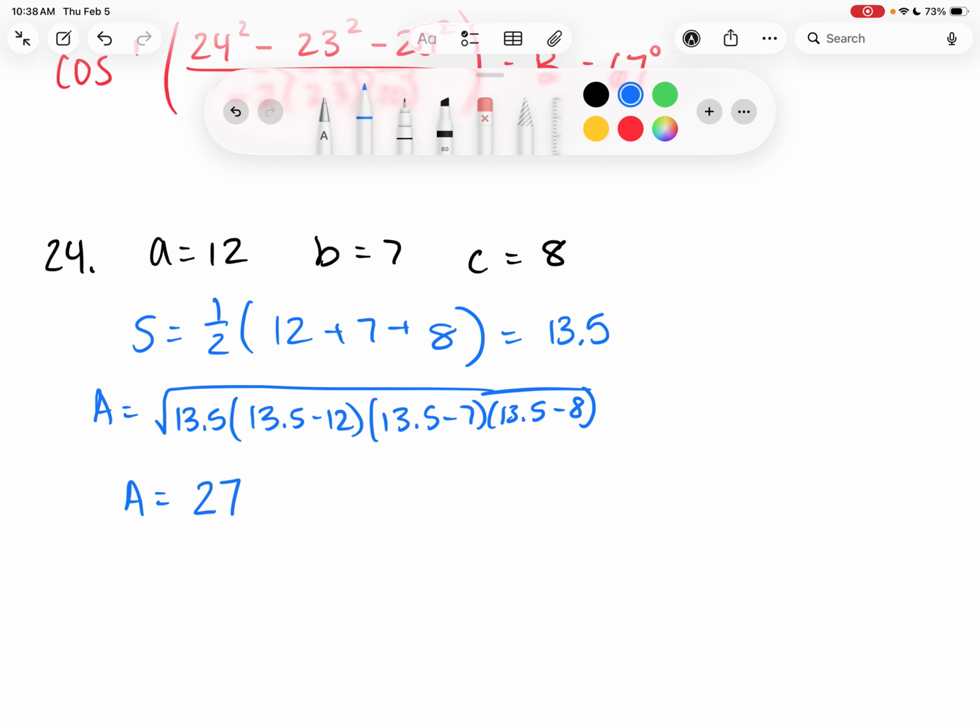27. Now, it's kind of weird, but in the book, they don't put any kind of units on the area problems. I may have mentioned this the other day. If you write units squared, that's fine. If you don't, not a big deal because they're not giving you units. But in 21 through 23, where they draw the triangle for you, they do write units squared. I don't know why they do it when they draw the triangle versus when they just give you the side lengths, but just be aware of that.